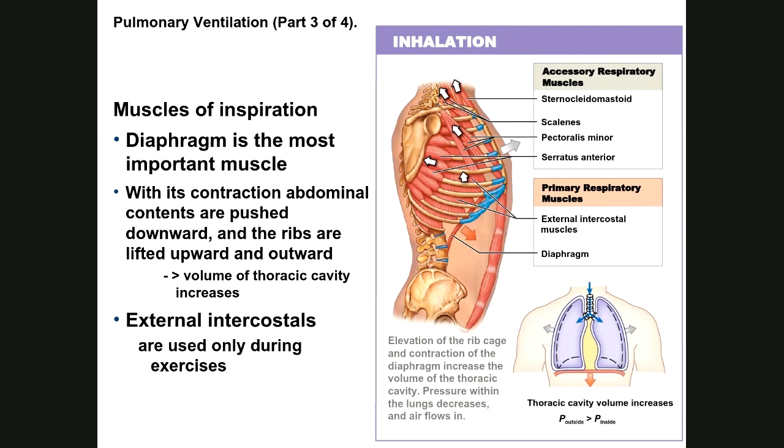When the diaphragm and the external intercostal muscles contract during exercise, they are pushed down. This will increase the volume. How? By lifting upward and outward those accessory muscles. What's going to happen? So here the lung plays on the volume, right? So we make the air come from outside to inside. It increases the volume.